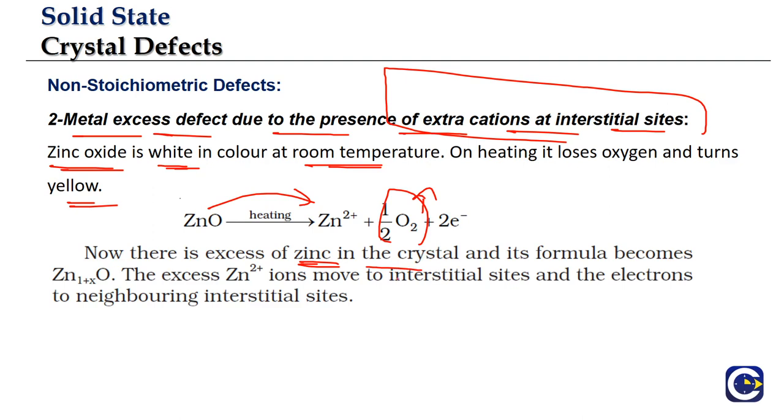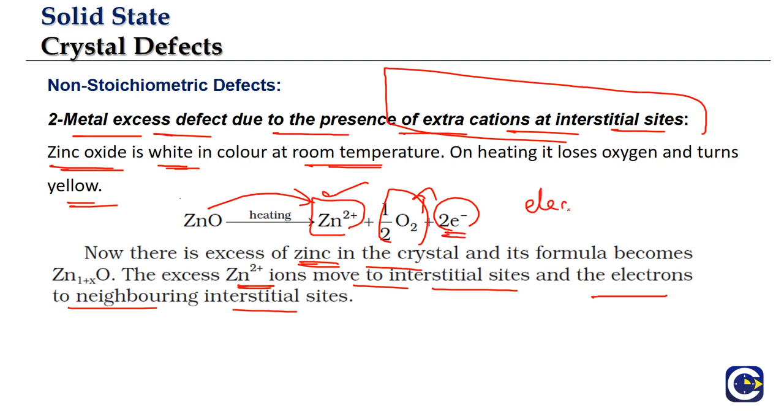So what would happen is the excess Zn2+ ions left over because of the dissociation will be moving into the interstitial sites, and the electrons also will move into the corresponding neighboring interstitial sites. So the oxygen gas has evolved out, but the overall substance is electrically neutral still. Whatever is the positive charge on Zn2+, the same number of electrons' charge is there.